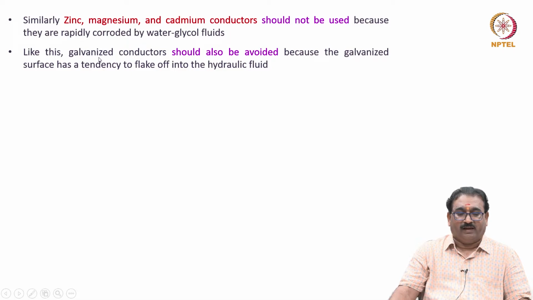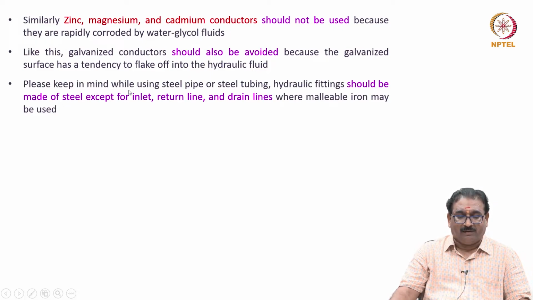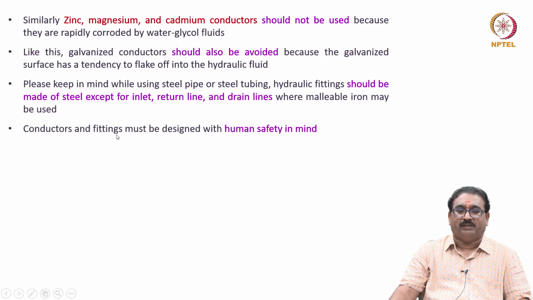Likewise, galvanized conductors should also be avoided because the galvanized surface has a tendency to flake off into the hydraulic fluids. Please keep in mind, while using steel pipe or steel tubing, hydraulic fittings should be made of steel except for inlet, return line and drain lines where malleable iron may be used. Conductors and fittings must be designed with human safety in mind.